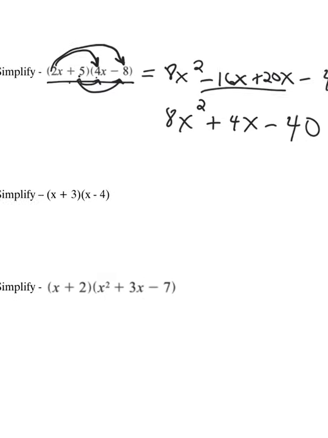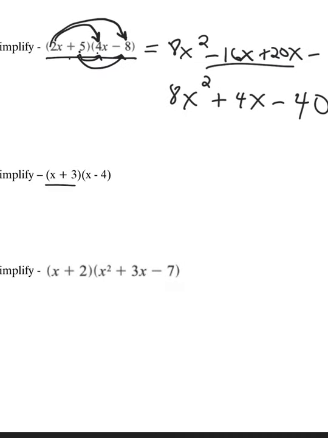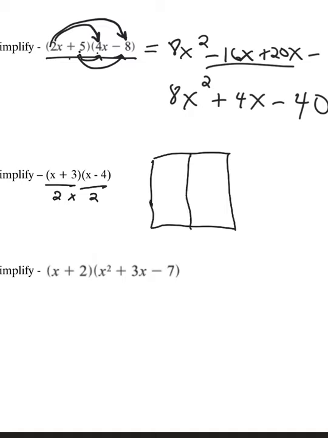The box method is pretty simple. You have to recognize how many terms you are multiplying by in each set of parentheses. This is 2 terms being multiplied by 2 terms, so I need a 2 by 2 box. Here's my 2 by 2 box. I'm going to go ahead and write on the outside of the box x plus 3, that's the first binomial, and then x minus 4, that's the second binomial. And what I'm going to do is use an area model to fill out the inside of my box.